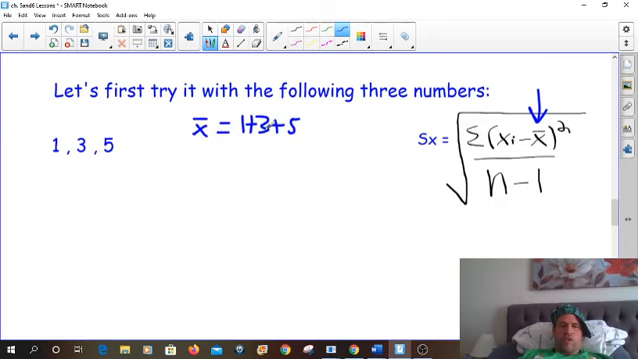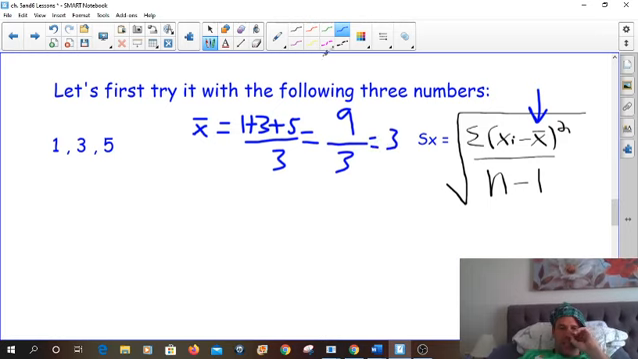So 1 plus 3 is 4. 4 plus 5 is 9. Here's the 9, sorry. So we have 1 plus 3 plus 5 equals 9. You add them all up and divide by how many numbers you added, which was 3. So that's going to give us the average, which is just 3. We'll give that a different color, 3, so that when we do our formula, you can see the difference.